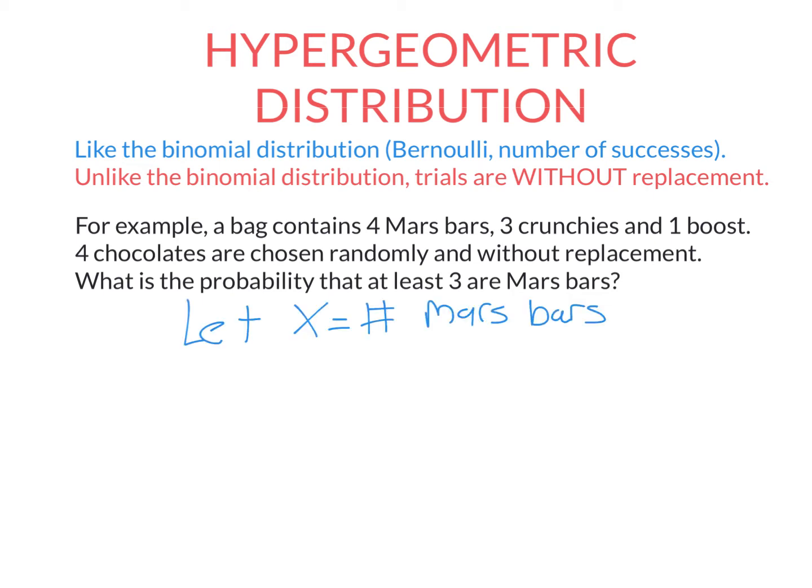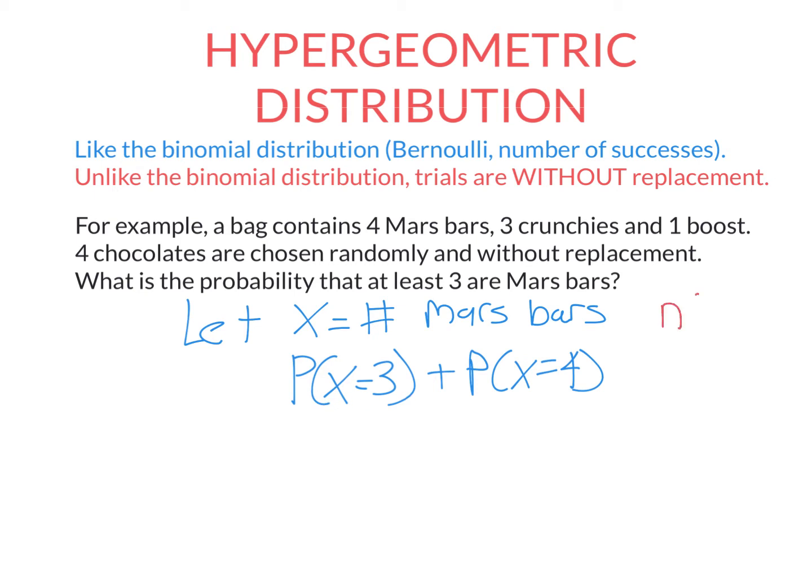So I'm going to let my random variable X be the number of Mars bars, or the number of successes. That's similar to the binomial distribution. Here, I want to calculate the probability that I get 3 Mars bars plus the probability I get 4 Mars bars. Because if I'm picking 4 chocolates, I can either get 3 Mars bars or 4 Mars bars to satisfy this. So how am I going to calculate the probability I get exactly 3 Mars bars?